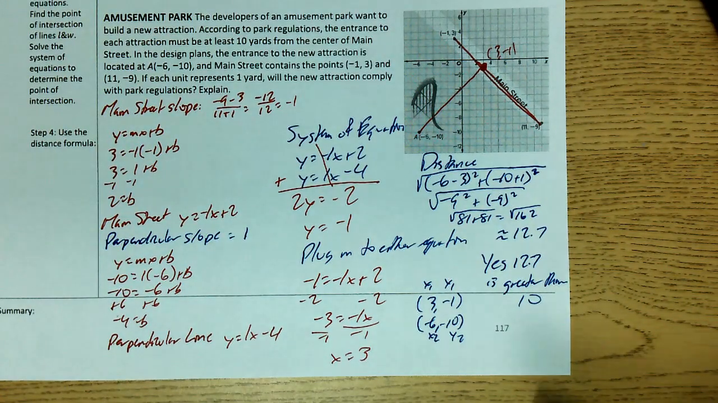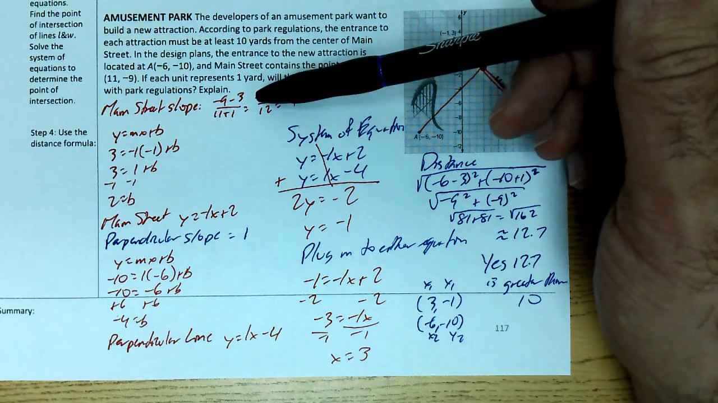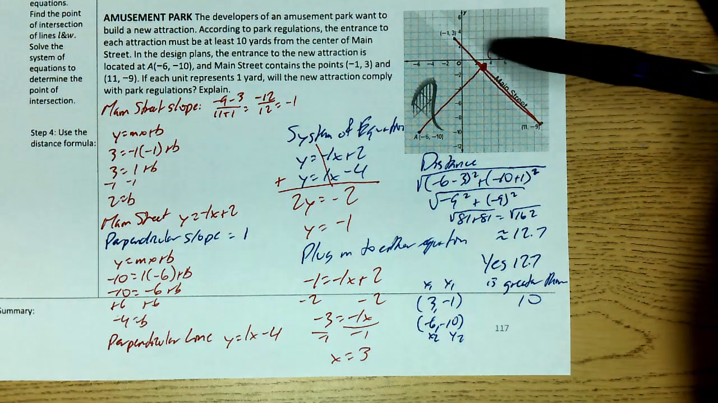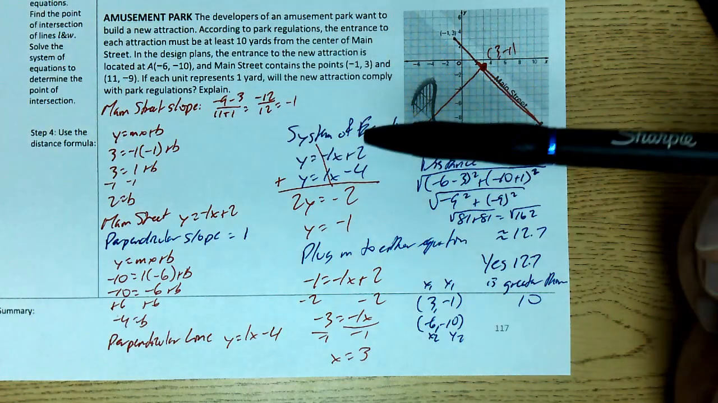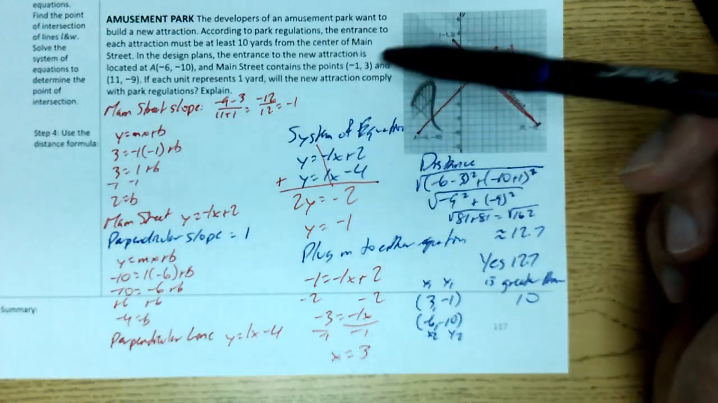So as you're going through this, if we go through our steps, the first thing you have to do is find the equation of the original line. In this case, it was Main Street. So you had to find the slope, which was -1, and plug that in using one of the points.